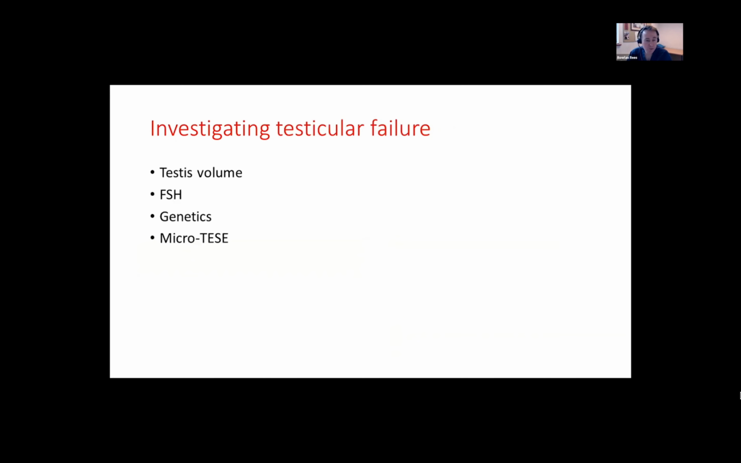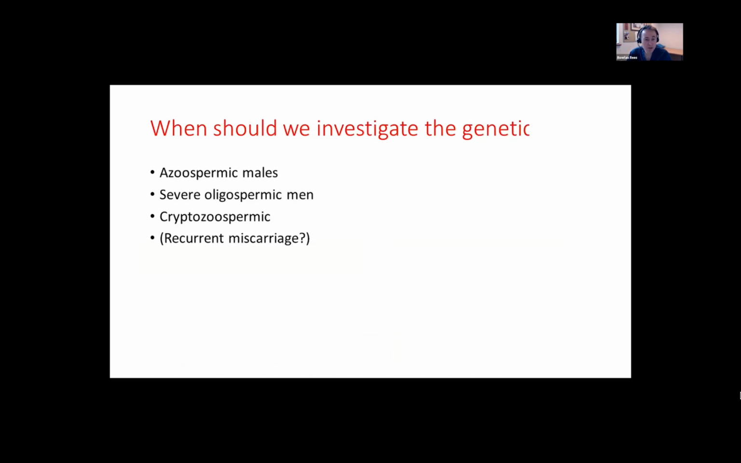Now, more common is testicular failure. So by far the commonest reason for azoospermia is failure of production. And this will often be accompanied by reduced or small testes, a raised FSH, sometimes genetic problems, and ultimately will need a microdissection TESE.